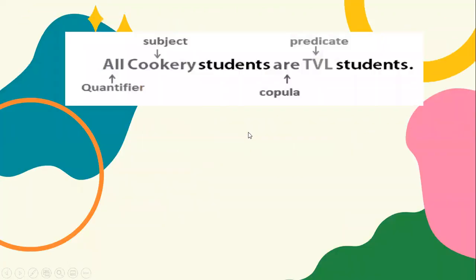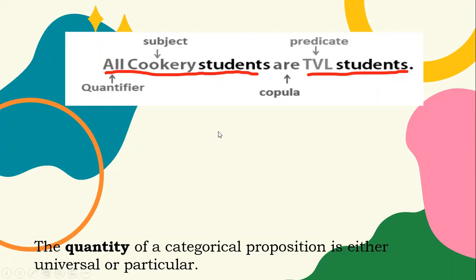So, this is an example of a categorical proposition: All cookery students are TVL students. As you can see, this is the subject term, and this one is the predicate term. Under the subject term, we use the quantifier all, meaning everyone, with no exceptions. And the copula used is are.